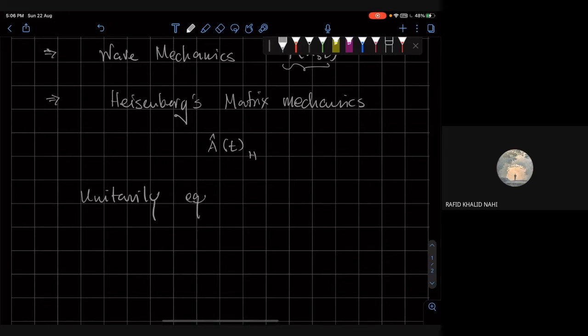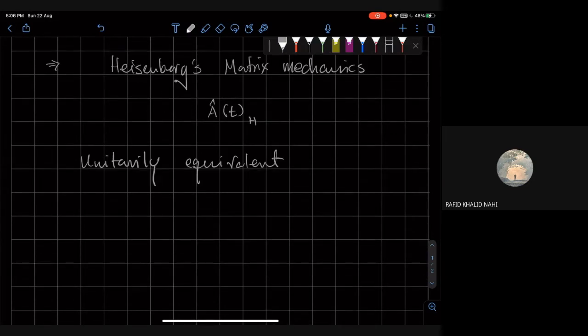So if I ask you, what does it mean for two things to be unitarily equivalent, what would you say? Same up to a unitary transformation. Correct. Okay. But you see that in some sense, both of these are related to a wave mechanics.